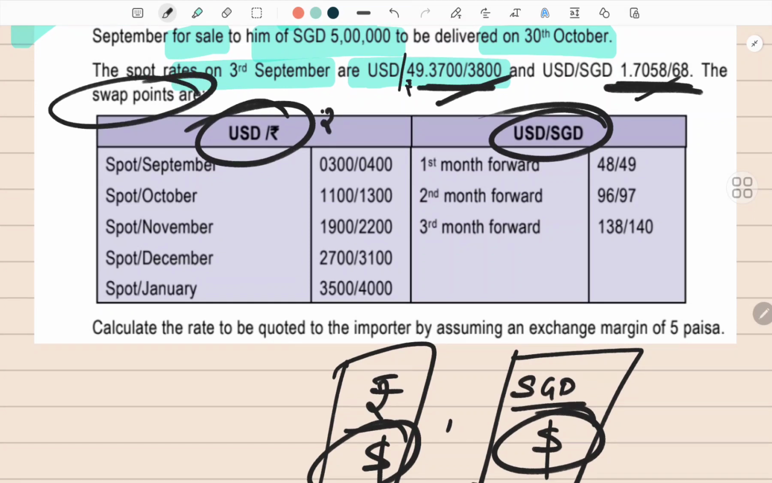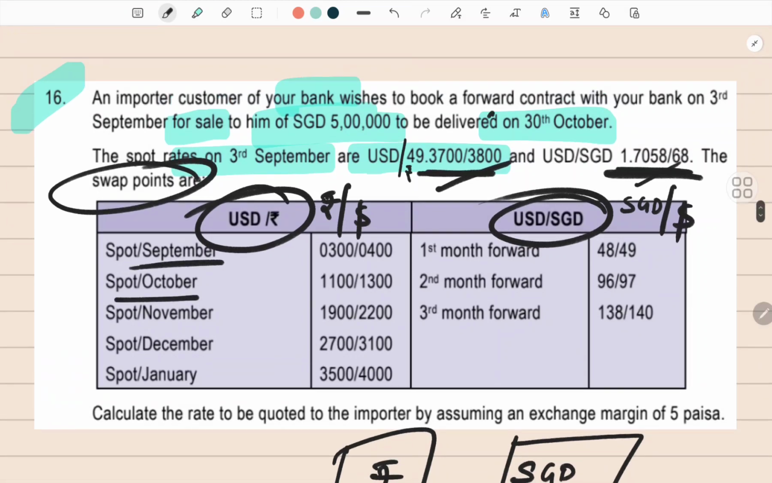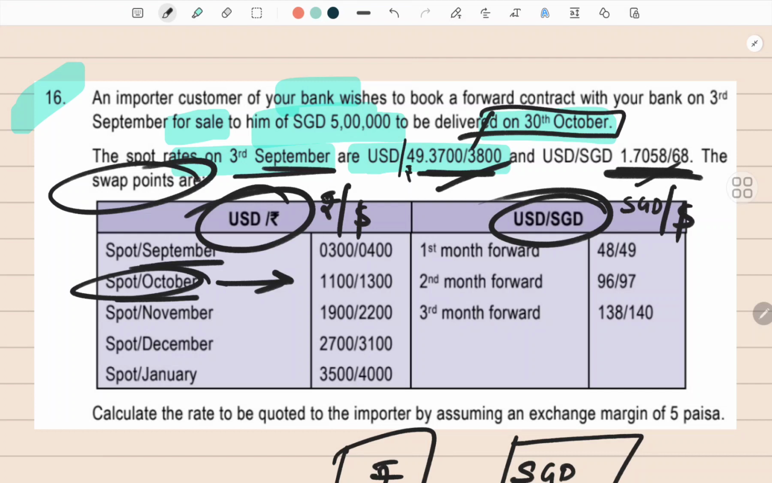This is again, I'll just write down, rupee by dollar. This is also STD by dollar. Okay, it's September, October. What I need is 30th of October, so I need the October swap point in order to get the forward rate. So this will be for the rupee by dollar quote, and for STD by dollar, see, today's date is September, so September, October, so 2 month forward. So this one 96/97, correct? These are the swap points. Remember, these are not the quotes, these are the swap points.